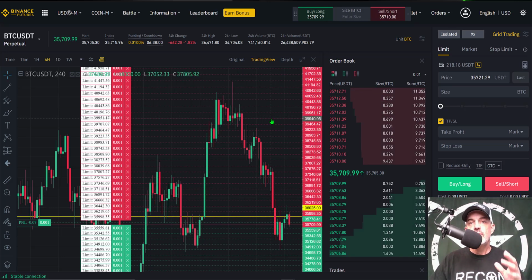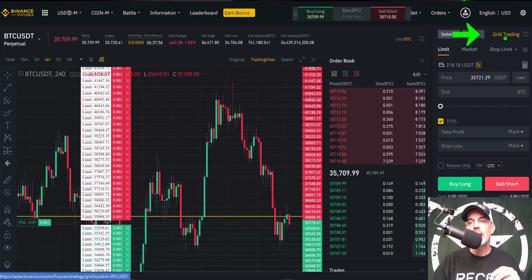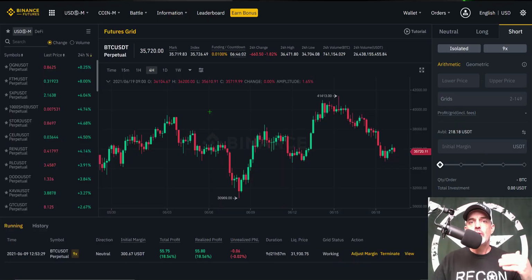Now let's take a deeper dive into the details of how this bot is currently performing. And to do so, we come over here to the Grid Trading tab in yellow letters up here in the upper right hand corner of the screen. Give that a click, and that will bring you over to the dashboard where you can actually configure your own Grid Bot. And as you can see, you can do a neutral, long, or short.